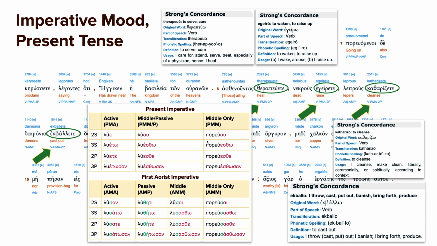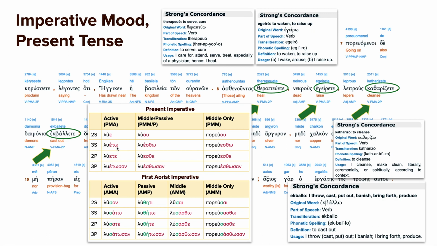Now, for middle only verbs like poreuomai, remember they end with omai, those will take the same endings exactly as the middle passive in the present imperative. So it would be poreuou. If you want to tell someone to go and it's just one person, you say go. That's poreuou. If you want to tell somebody that another person, a singular third person, should go, poreuestho. And then poreuesthe would be talking directly to a group of more than one person. Go would be to more than one person, poreuesthe. And then let the prisoners go, like talking to your guard, let the prisoners go, you would say poreuesthosan.